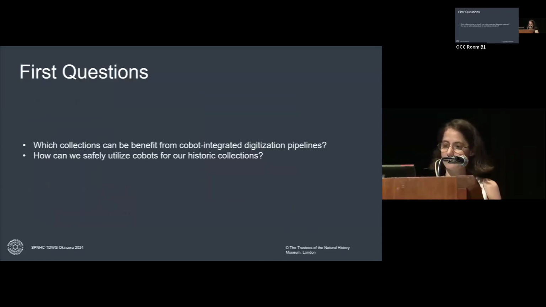So two questions. The first question is, which collections can benefit from cobot integrated digitization pipelines? What kind of collections can we be working with? Natural history collections? Are we talking insect collections or herbarium things? There's quite a lot we've got at the museum, so we have to have a little think about what we can do with this. And another thing is, how can we do this safely without destroying specimens and whilst keeping the curators happy as well?